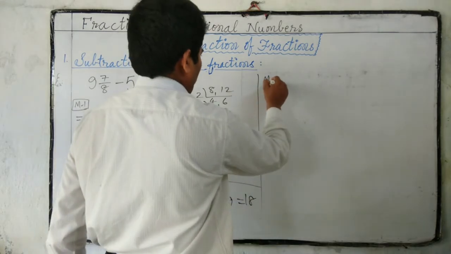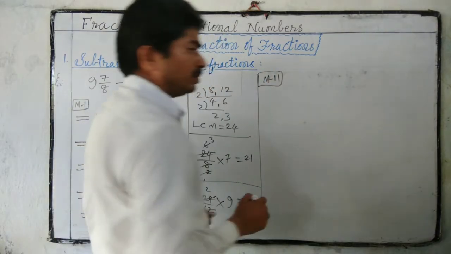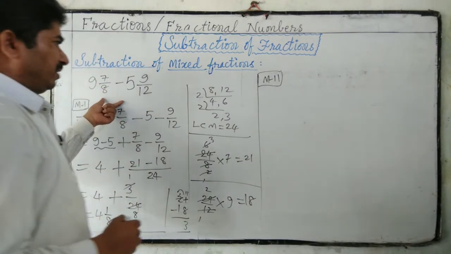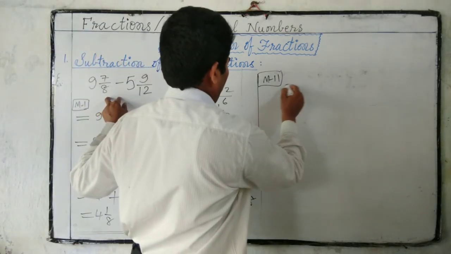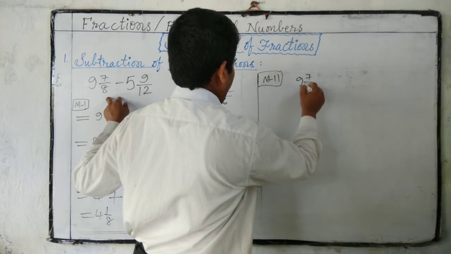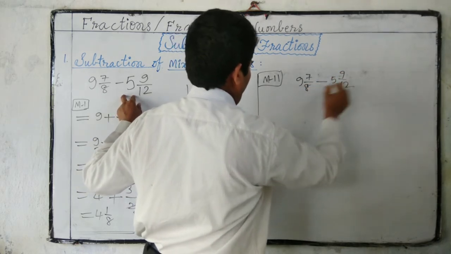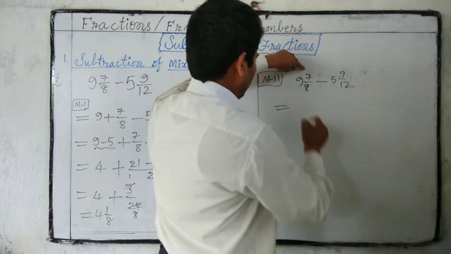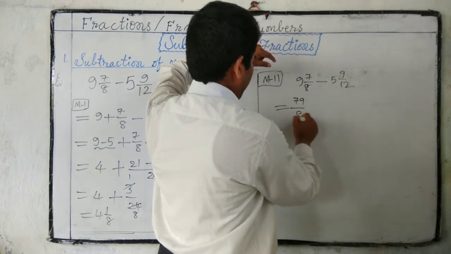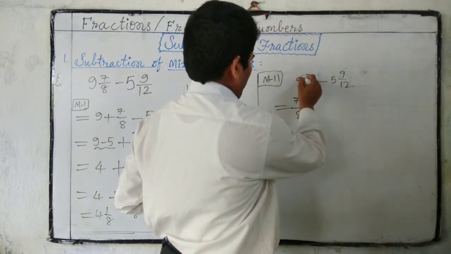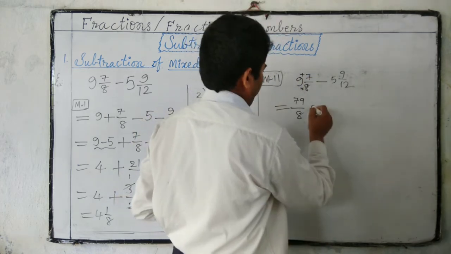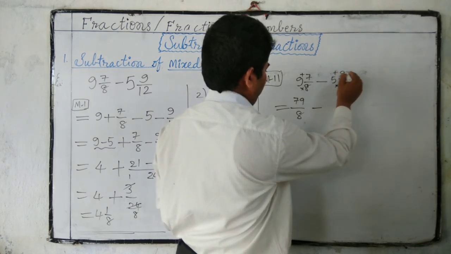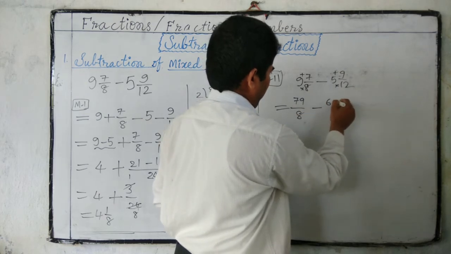Next, method 2. In this method, we convert into improper fractions. 9 7/8 minus 5 9/12. 8 nines are 72, plus 7, 79/8. 12 fives are 60, 60 plus 9, 69/12.